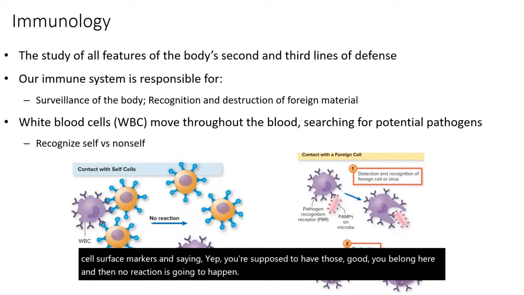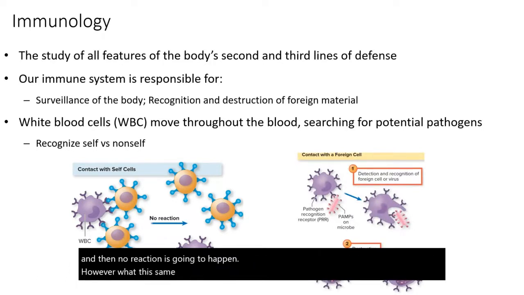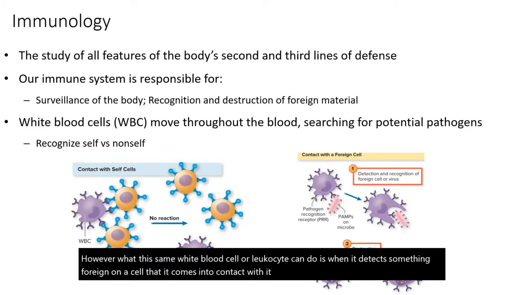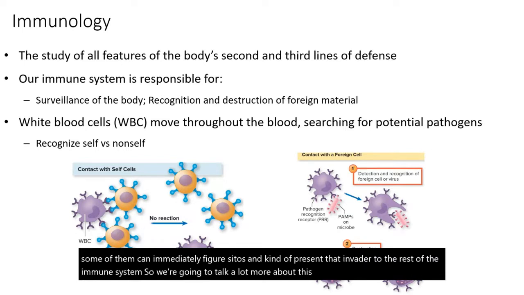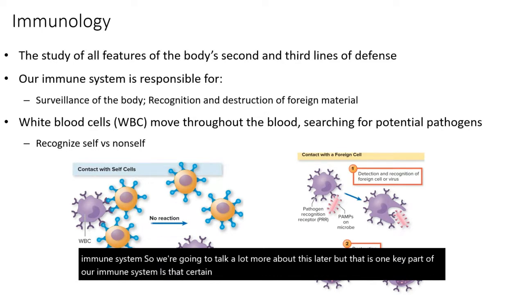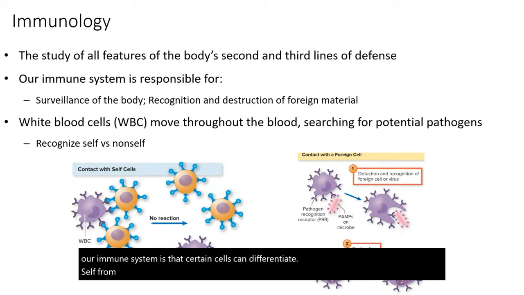However, what this same white blood cell or leukocyte can do is when it detects something foreign on a cell that it comes into contact with, it says, oh, no, you should not be here. And then some of them can immediately phagocytose and kind of present that invader to the rest of the immune system. Okay, so we're going to talk a lot more about this later, but that is one key part of our immune system, is that certain cells can differentiate self from non-self.